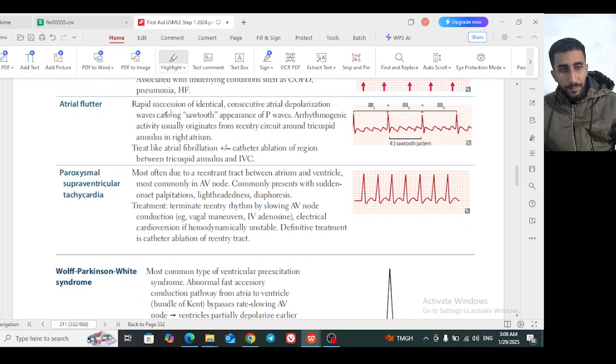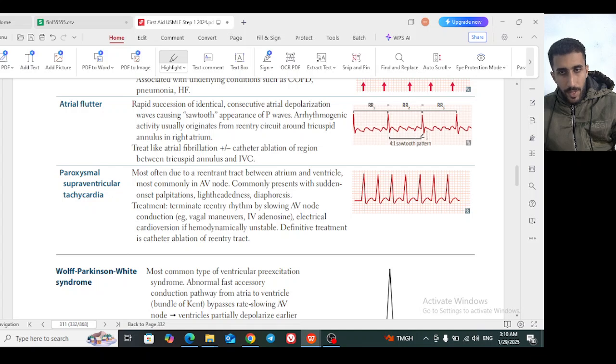And the third one is atrial flutter. A very characteristic picture is consecutive atrial depolarization. They are very consecutive, each like the other, and they look like a sawtooth appearance. So it gives you waves causing this peculiar sawtooth appearance.